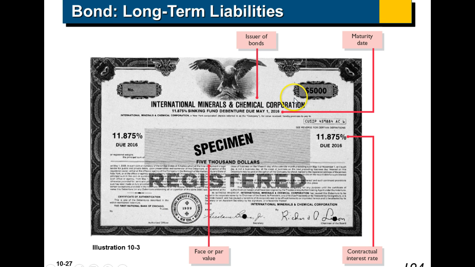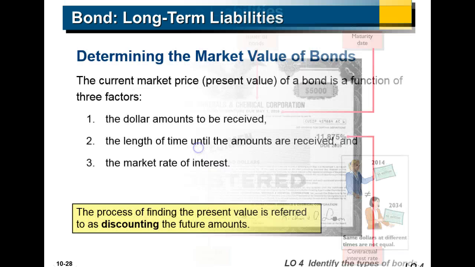Here's an example of a bond. International Minerals and Chemical Corporation. The face value is $5,000. Do you see that? The stated interest rate on the bond is 11.875%. So here's your contractual interest rate. Your maturity date is May 1st, 2016. The company that issued the bond is International Minerals and Chemical. And the par value, or the face on the bond, the stated amount on the bond is $5,000. You guys see that? Be able to know what those specific items refer to.